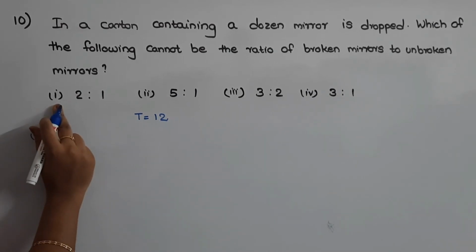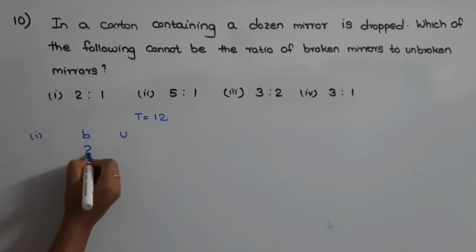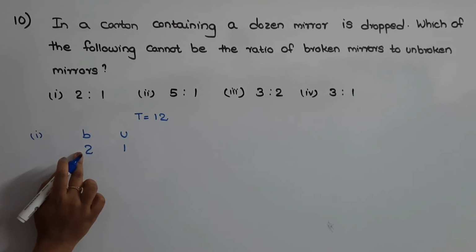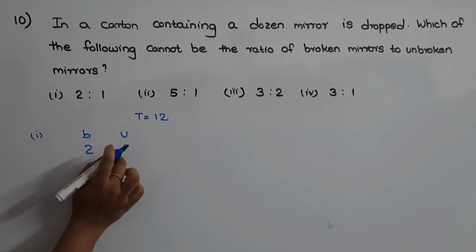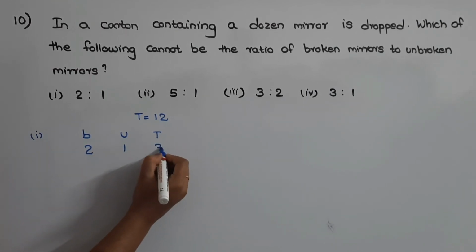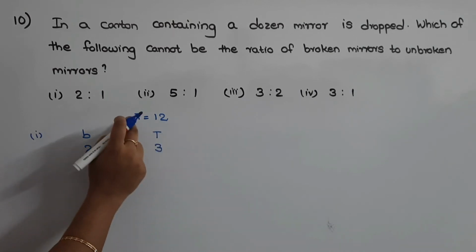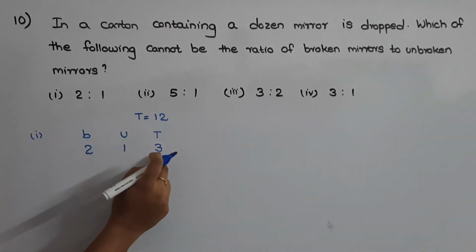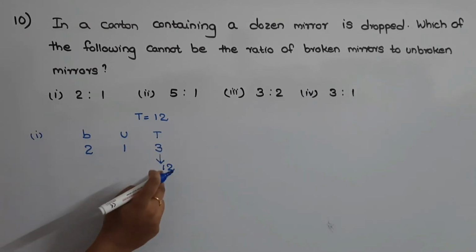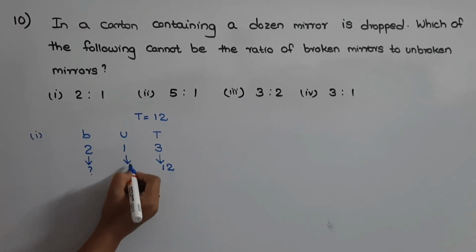In the first option the ratio of the broken to unbroken mirrors is given as 2:1. If two broken mirrors are there and one unbroken mirror is there, then the total number of mirrors will be 2 plus 1, that is 3. So the sum of the ratios is 3. The total number of mirrors is given as 12, which means we can represent this 3 as 12. So if 3 can be written as 12, how can we write 2? And what will be the value of 1?